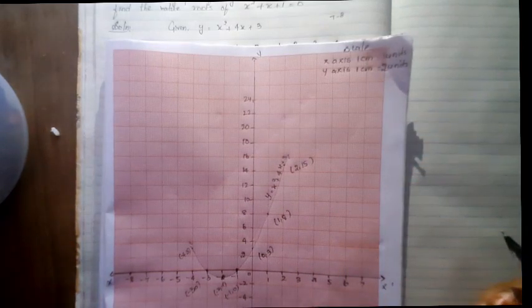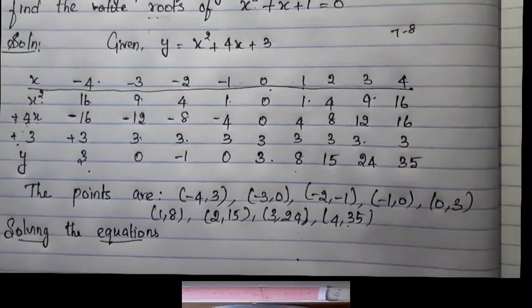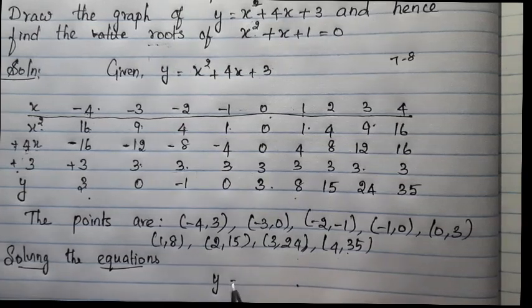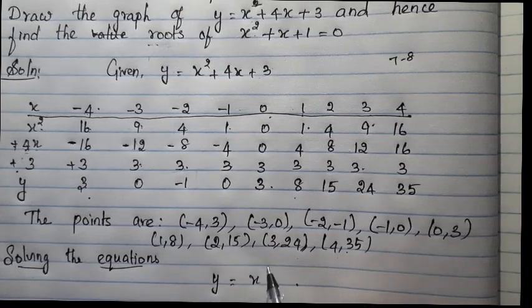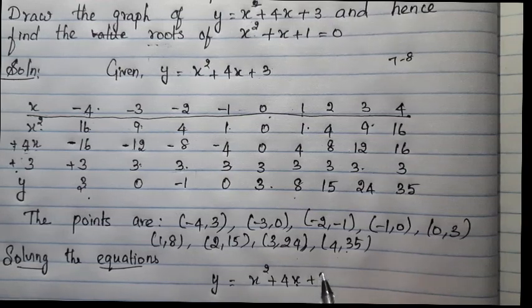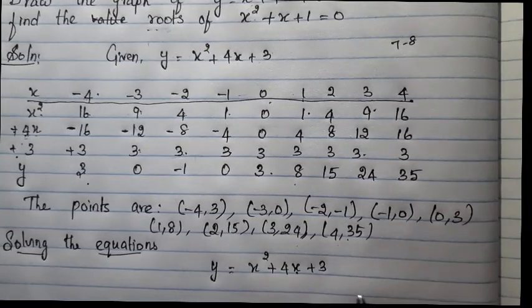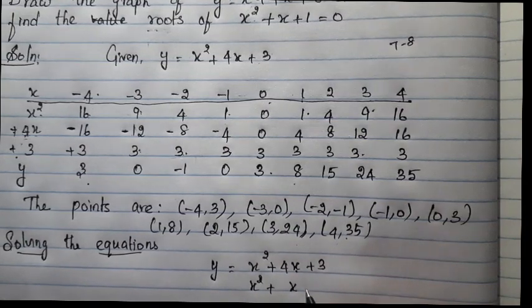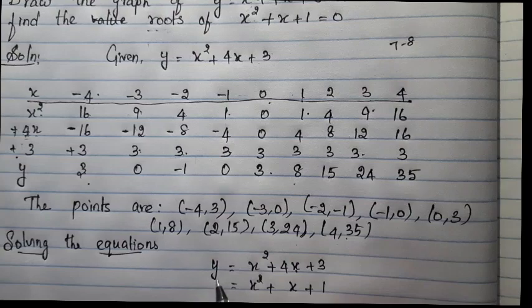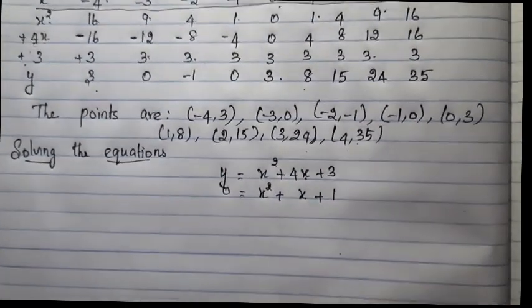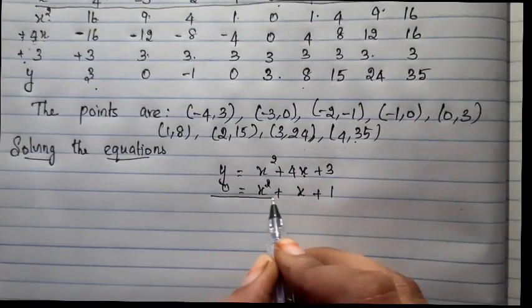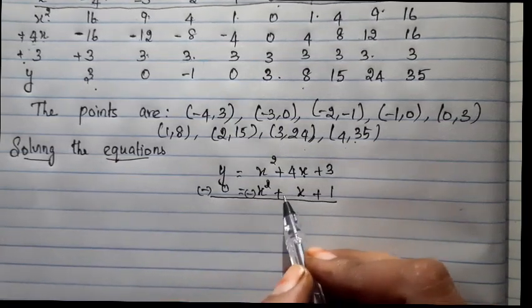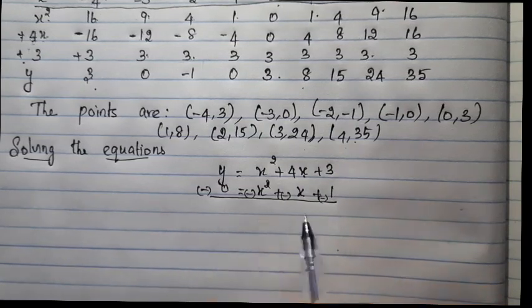So next is solving the equations. We can write the two equations. First, y equal to x square plus 4x plus 3. Next I'll write the next equation, x square plus x plus 1 equal to 0. Next we can solve it. Before solving that, we can change the sign. Minus will change as plus, plus will change as minus, because we are subtracting that.